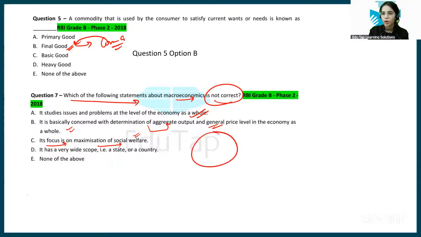When we talk about macroeconomics, its focus is on maximization of social welfare. It has a very wide scope, that is a state or a country, correct. So all the other statements are correct, and the answer should be none of the above here. Any confusion anyone has? No. The other kinds of goods might exist, but they are not important.